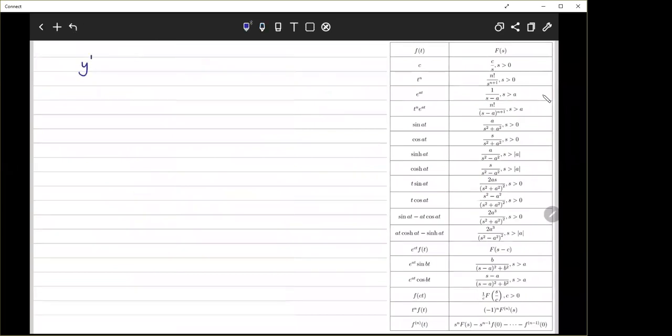So y double prime minus 6y prime plus 5y equals 3 e raised to 2t. Y of 0 equals 2. Y prime of 0 equals 3. Okay. So this is not a homogeneous equation. Hindi 0 yung right-hand side ng ating equation. So hindi natin pwede gamitin yung characteristic polynomial to solve for this equation.